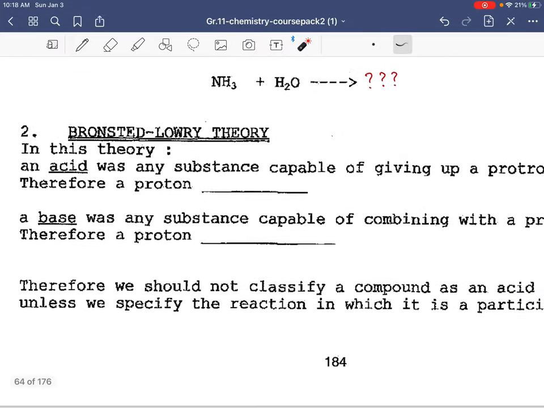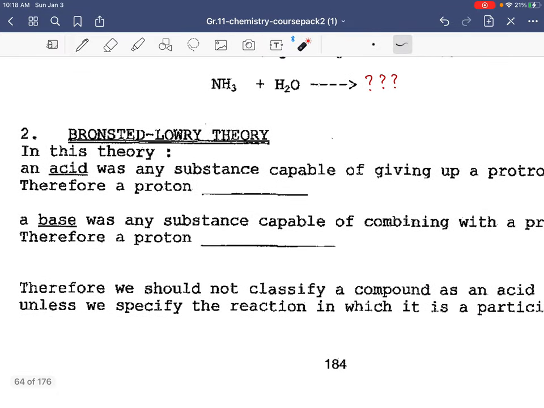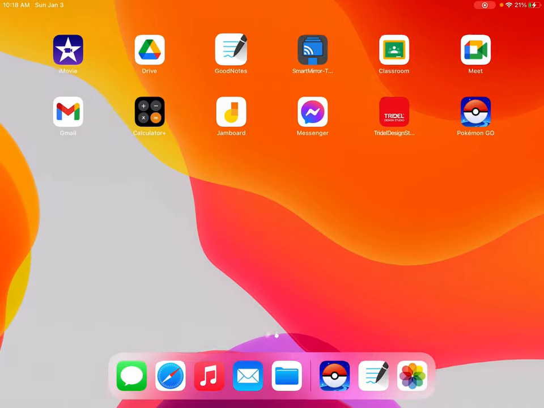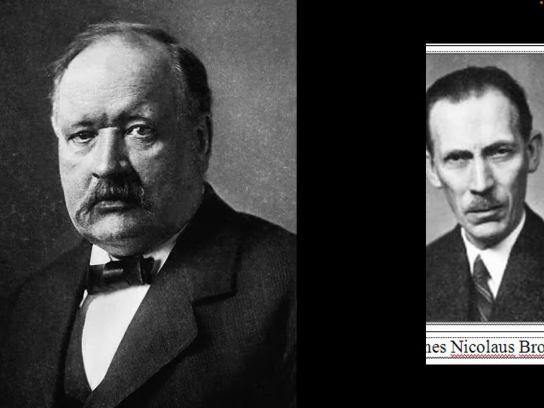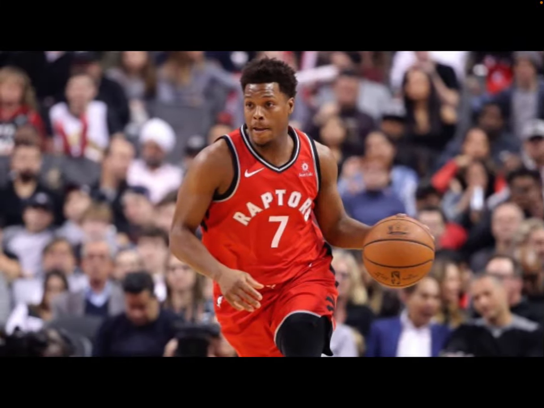Because what we have in the second theory is the Bronsted-Lowry theory. Now I showed you what Arrhenius looked like. Let's take a look at what Lowry looks like. I have a picture right here. I have pictures for everything. There's Arrhenius. There's Lowry. I guess this is the only Lowry that we care about. And it's obviously not him.